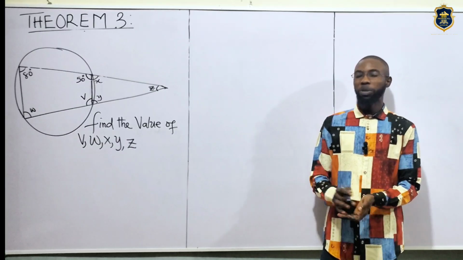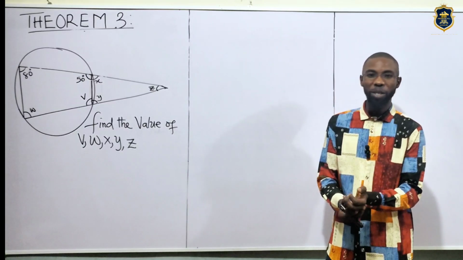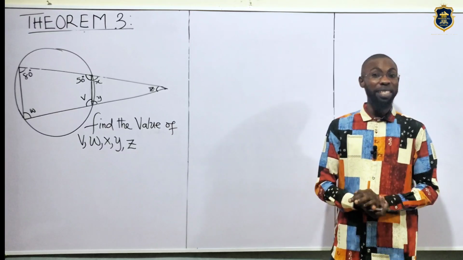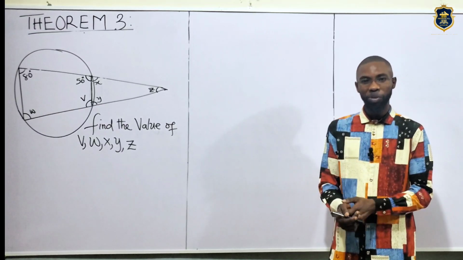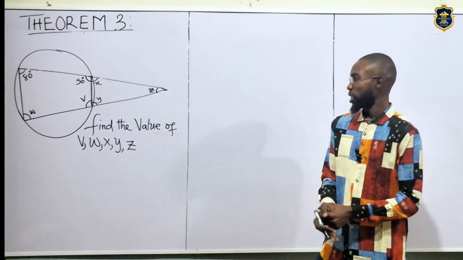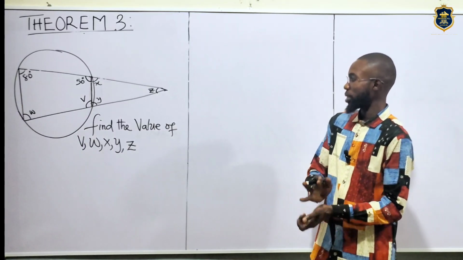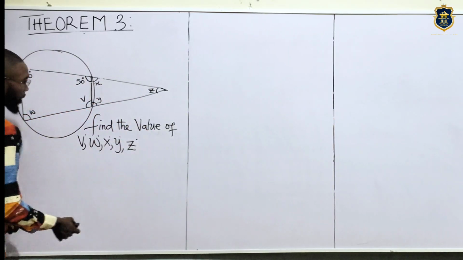Welcome, guys. We've come to the final question of applying the second theorem of Theorem 3 questions. I'm going to be teaching you how to solve this question. It's the simplest question compared to everything we've done from day one. Now look at this, it says find the values of V, W, X, Y, Z. That's angle V, angle W, angle X, angle Y, and angle Z.